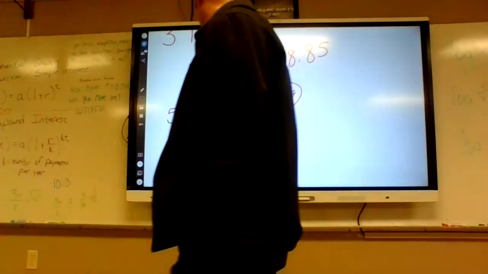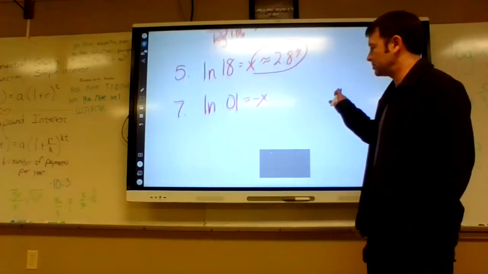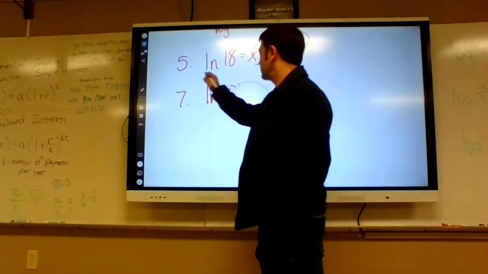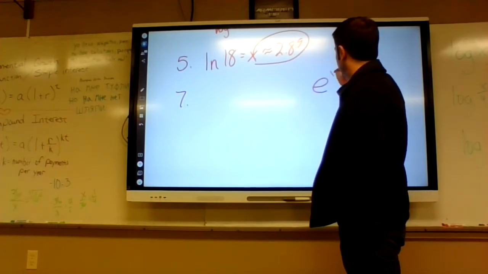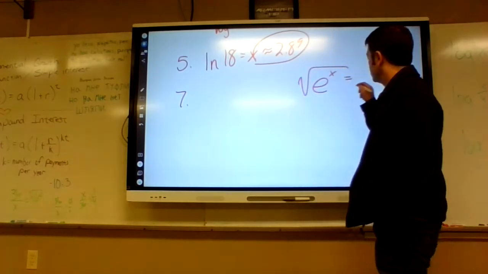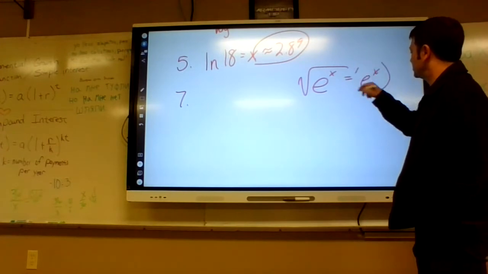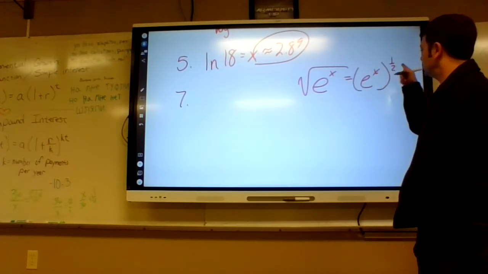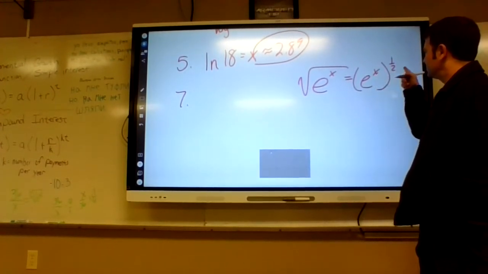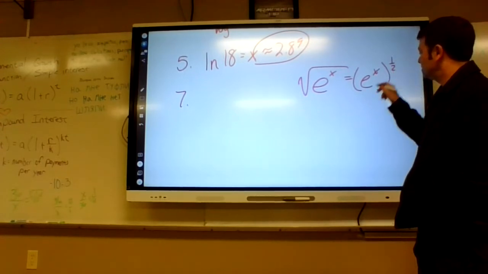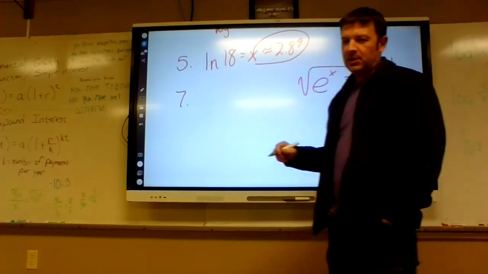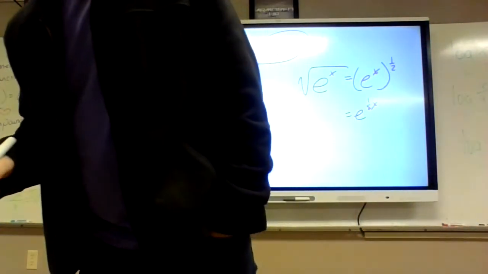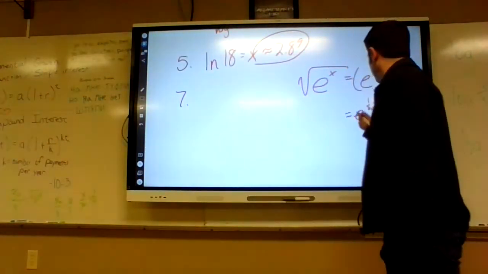Number 7. What is e to the x? What's the square root of e to the x? What's another way of writing the square root of e to the x? e to the x to the 1/2. And what do you do with the 1/2? You add them, no, multiply them. So e to the 1/2 x. And now e to the 1/2 x equals 50.